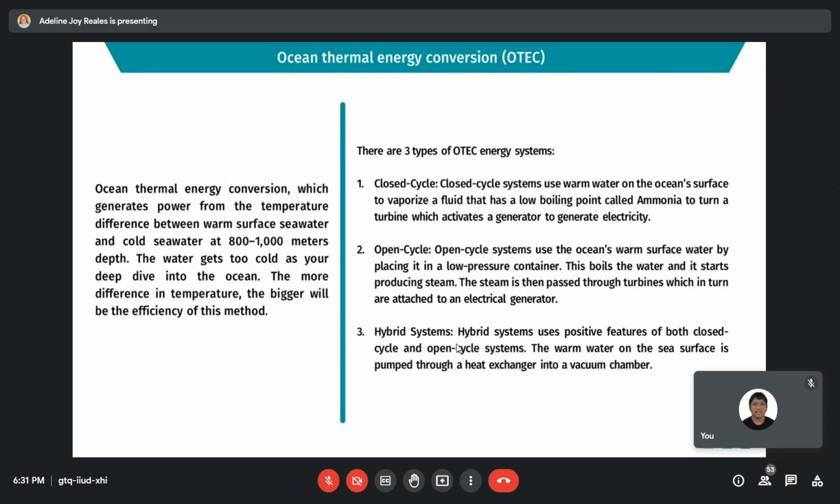The last one is the hybrid systems. Hybrid systems use positive features of both closed cycle and open cycle systems. The warm water on the sea surface is pumped through a heat exchanger into a vacuum chamber.